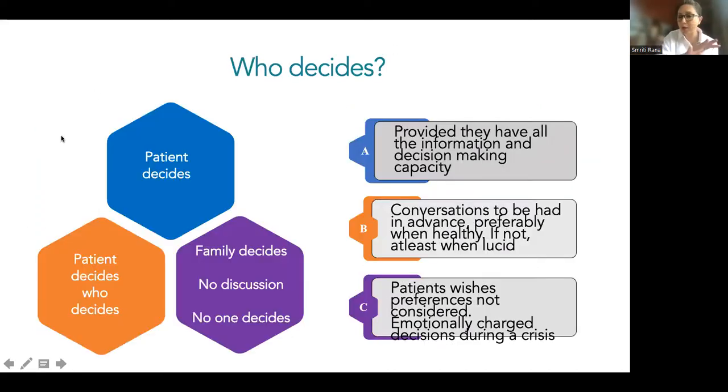Now, we talked about the trajectory. So there's diagnosis, treatment, and prognosis. And then there is who decides. There are three sections here. The patient decides, the patient decides who decides for them, and the third is the family decides. There's no discussion, or no one decides. These are three separate things. Either the family decides as a whole without any discussion, or no one person decides.